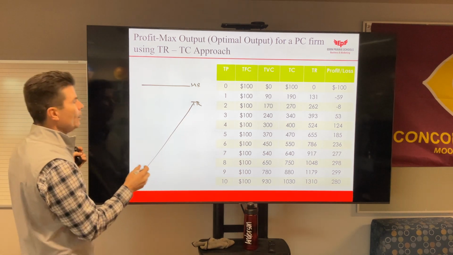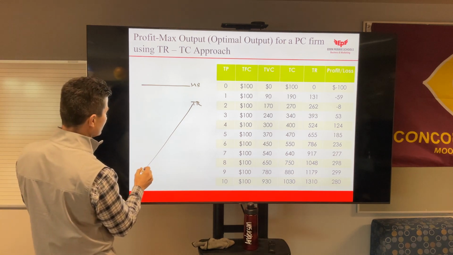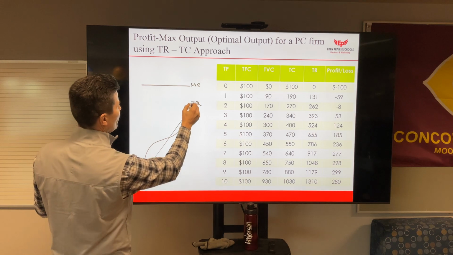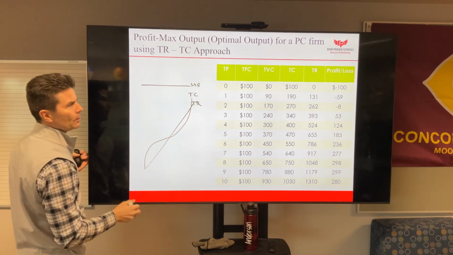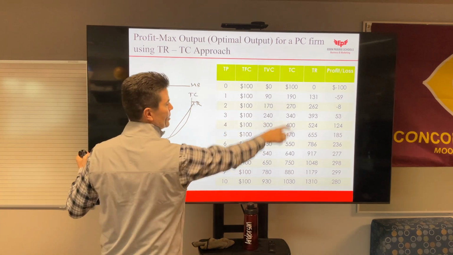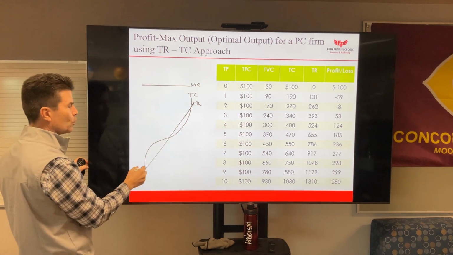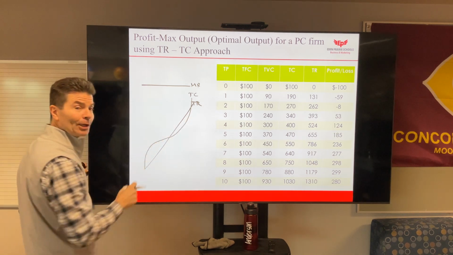Well, now what we do is let's add in our total cost. And if you think about what total cost looks like, total cost looks like this, right? So here's my total cost column. I'm just estimating what that total cost is, but we drew our total cost curve like this. Increasing at a decreasing rate, then increasing at an increasing rate.